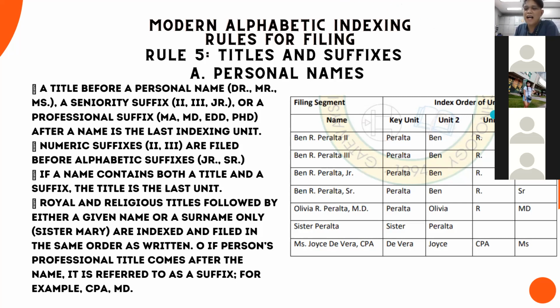The second unit is the name, the third unit is the middle initial, and the fourth unit is the suffix, which is the second, the third, the junior, senior, MD, or Miss.